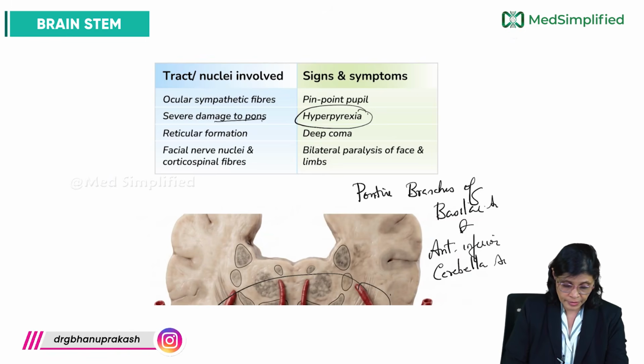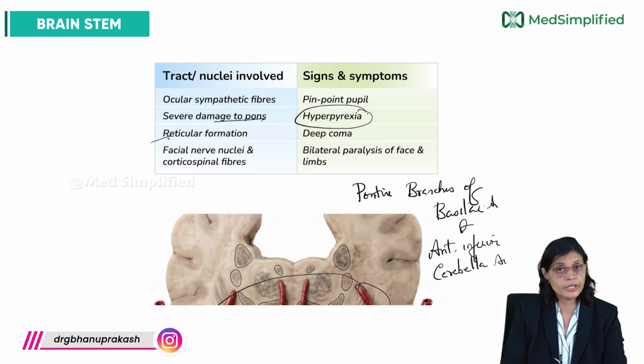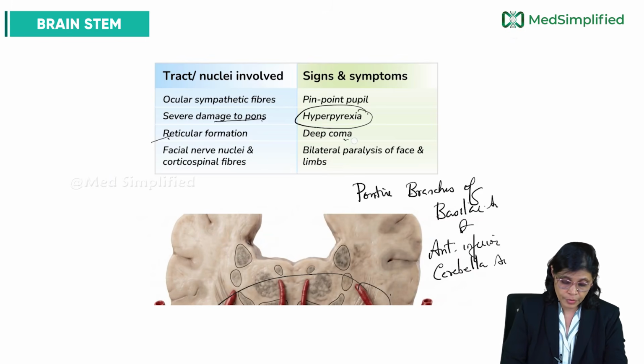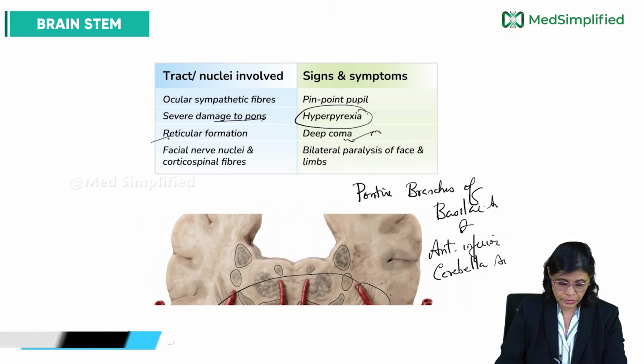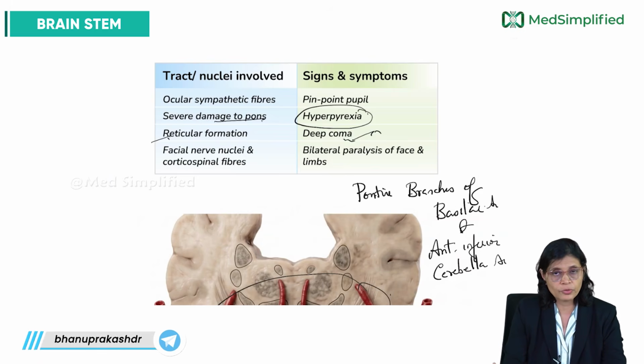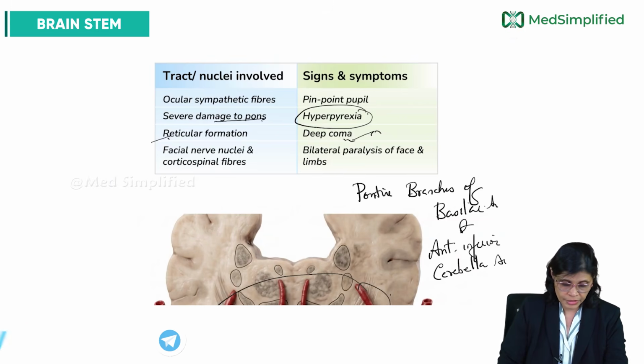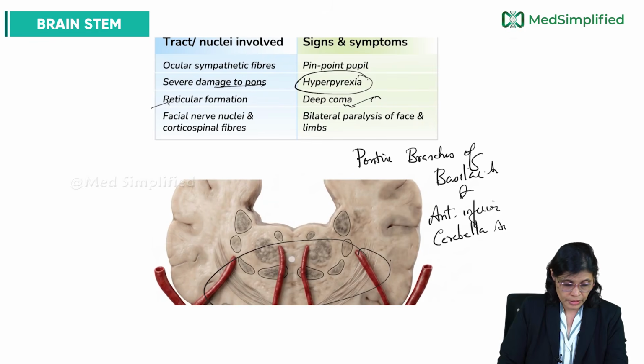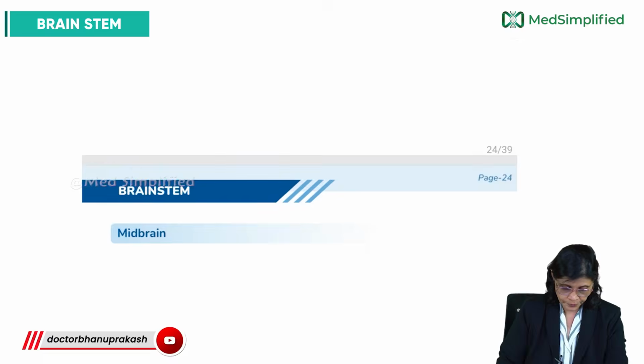Then there is the reticular formation. The reticular formation is basically involved with consciousness. So because of that there is deep coma. And because of the facial nerve, what will happen? Here we are talking about bilateral involvement, so both-side facial paralysis as well as hemiplegia will be there. So that is about the pontine hemorrhage.